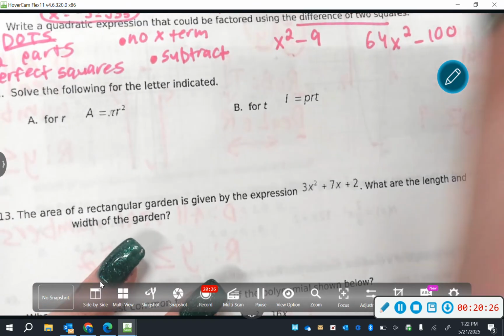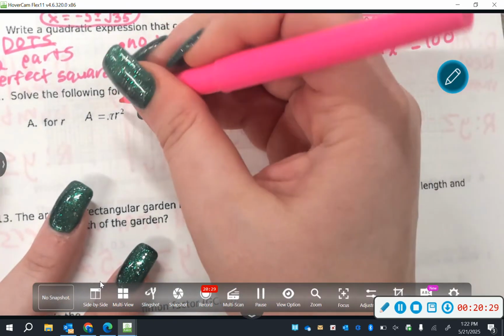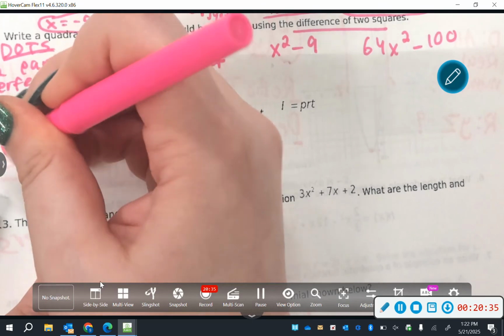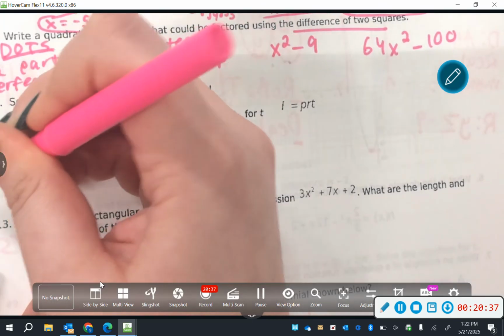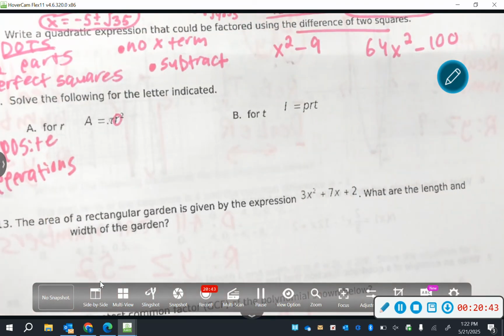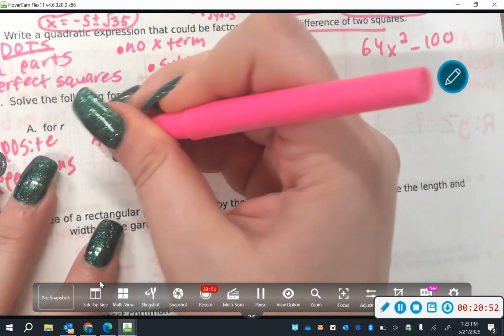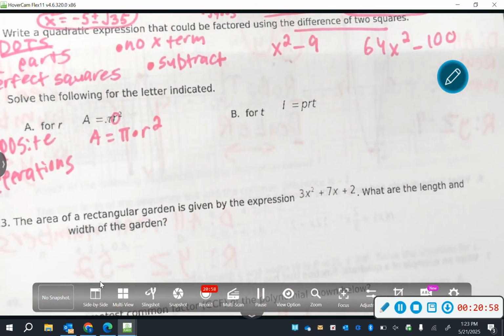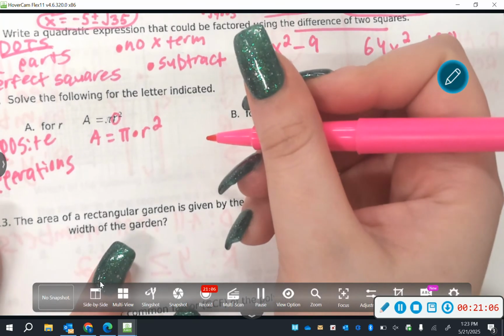All right, scooting down. Solve the following for the letter that is indicated. We are solving for r. When you're solving equations, we are doing opposite operations. We need to get our r by itself. Here's what this equation looks like right now. We have A equals pi r squared, which is the same thing as saying A equals pi times our radius squared. So we need to do opposite operations.